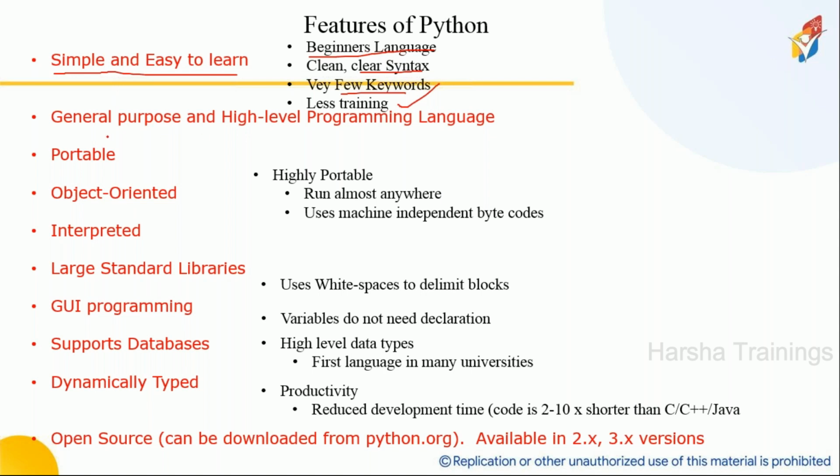Now, Python is a general purpose, high level language like C, C++, and Java. Whatever high level constructs exist in other languages, Python has each and every construct.